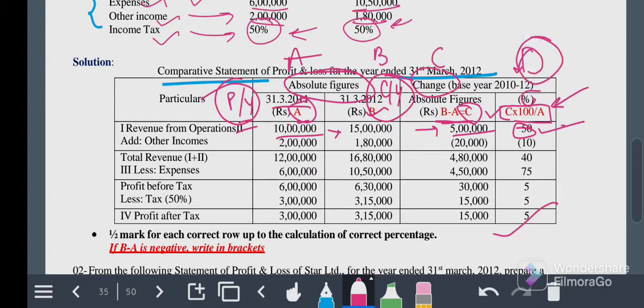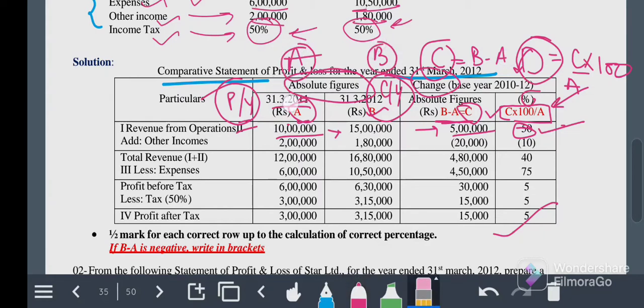D is calculated by C upon A into 100. And then if you see the C column, C is B minus A. B and A are already given in the question, so remember these things.